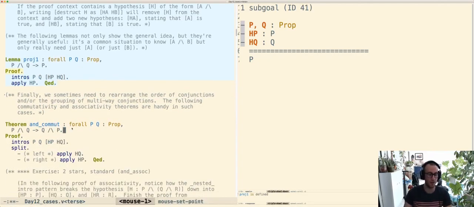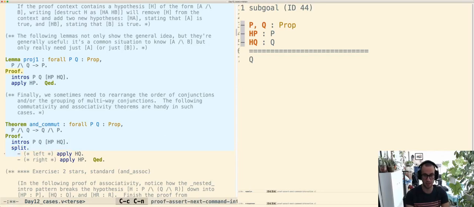Here's an interesting property of and. It's commutative. If you know P and Q, you know Q and P. So this is a nice showcase of everything that you can do with a conjunction. We'll take one apart, we'll build one. So we have that same intros pattern. We know HP, we know HQ, proving P and Q respectively, and we need to show Q and P. So the way you prove a conjunction is with split.